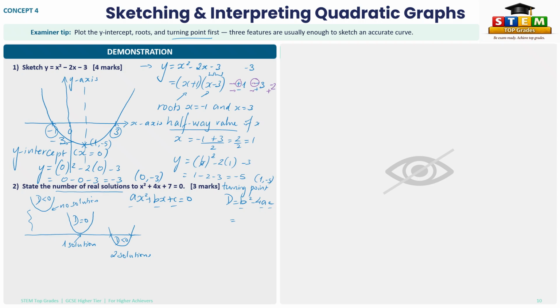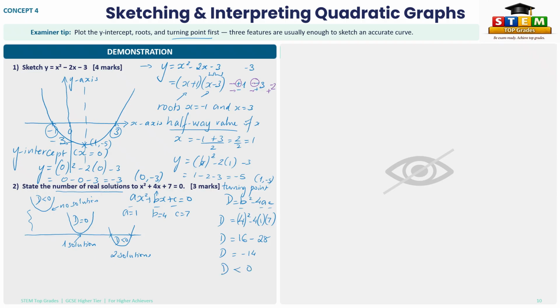Now, let's substitute a, b, and c into this equation. b is equal to 4, a is equal to 1, and c is equal to 7. So 4 squared minus 4 times a, which is 1, and c is 7. So we are going to get 4 squared is 16, take away 28, which is negative 12. So that's our d, which ends up saying to me that d is negative.